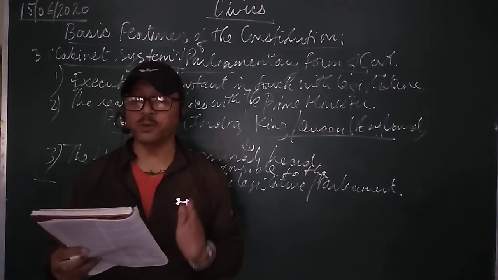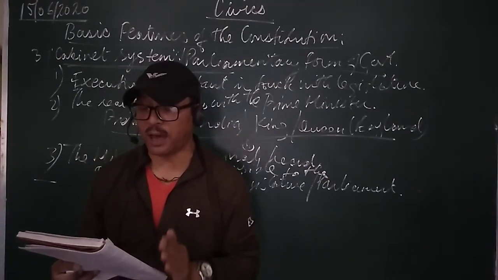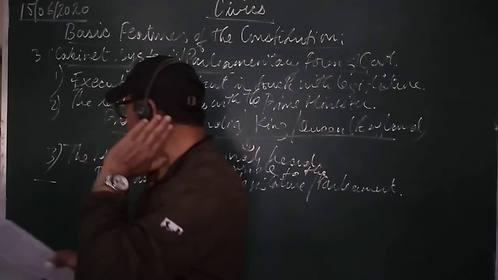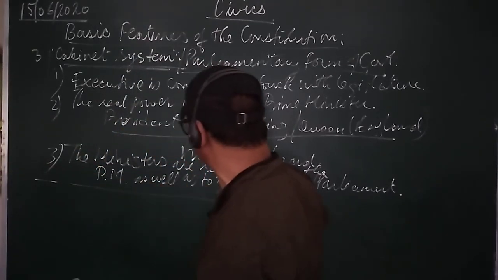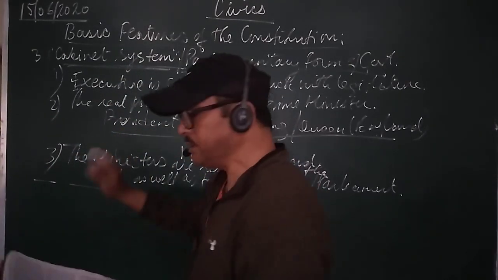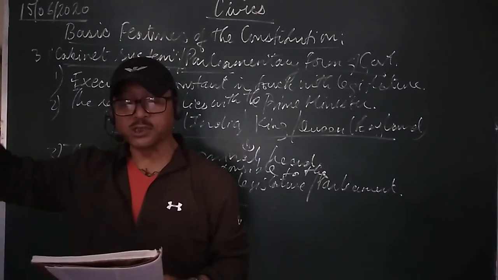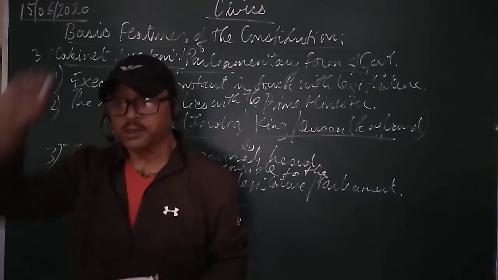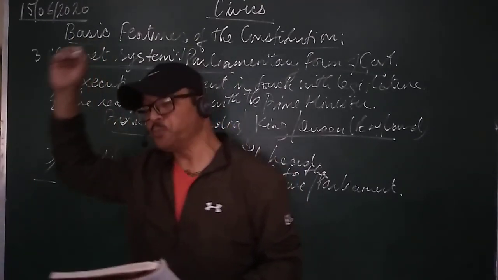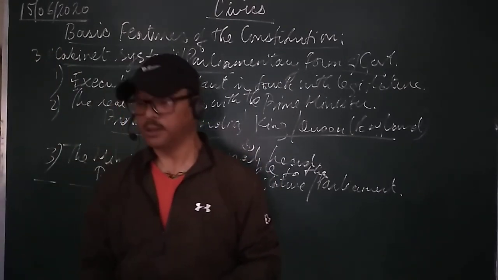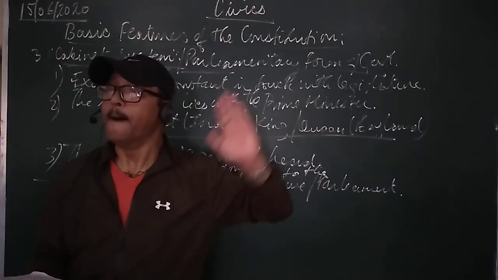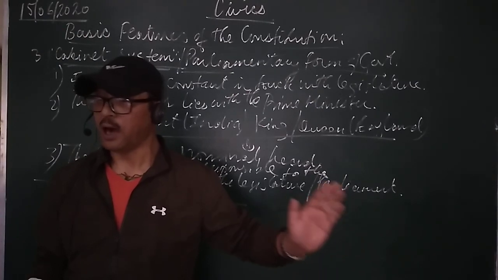Thirdly, the ministers are responsible to the prime minister as well as to the parliament, but not to the president. Remember, try to understand. The ministers are all responsible to the prime minister. They are all responsible to the parliament, but they are not responsible to the president. Is it clear? Are you understanding?